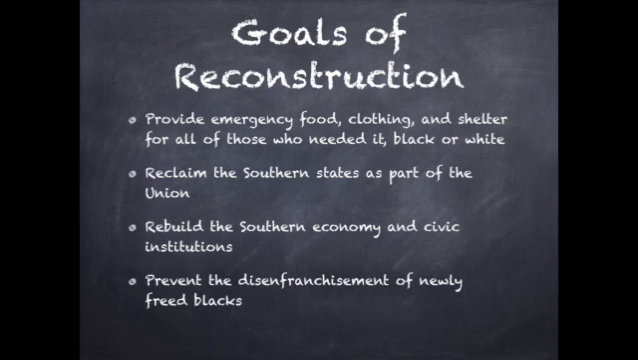And then finally, you're going to have to make sure that the gains of the Civil War, about freeing the slaves, don't get lost just by having things return to business as usual. So it was vitally important that they figure out a way to safeguard the newfound rights of the freedmen.